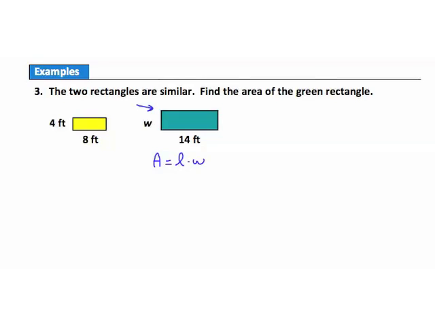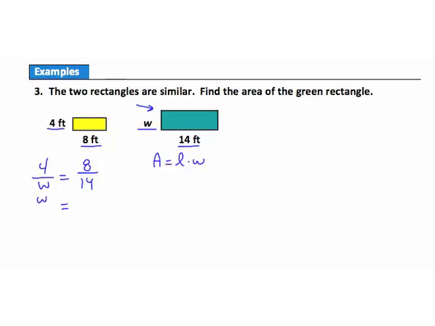And so, looking at our rectangles here, I'm going to go small to big as I write these ratios. So I would say, on the small side, 4 feet is to W. So I'd say 4 is to W as 8 is to 14. We've got to get W in the numerator, so we're going to flip both sides.